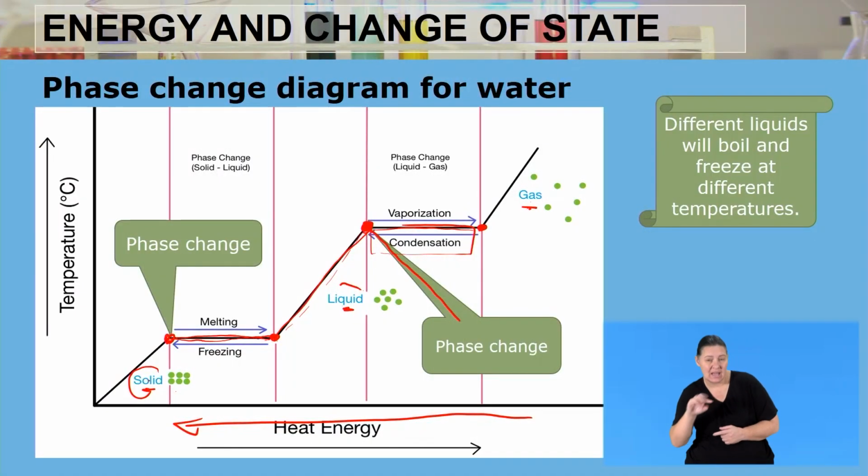Now, what's important to remember, learners, is that this is the graph that shows the freezing and the melting of water. So all of these processes are of a water molecule. We need to remember that different liquids will boil and freeze at different temperatures. So if you look at a different substance, the graph is going to look different. What we have here is a graph for the changing of water from phase to phase.